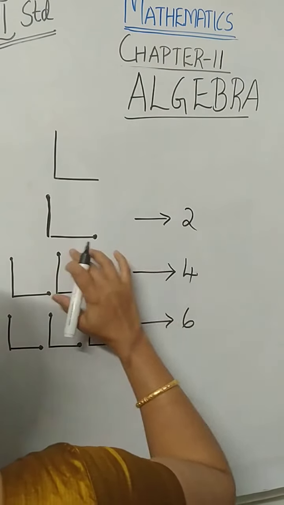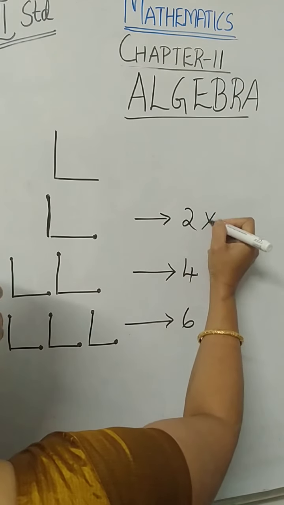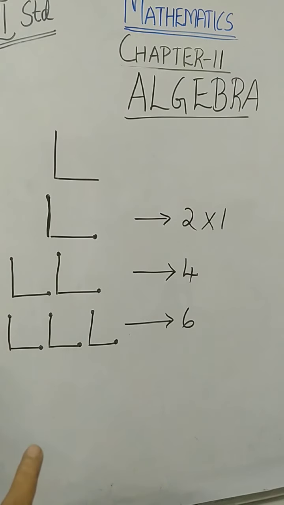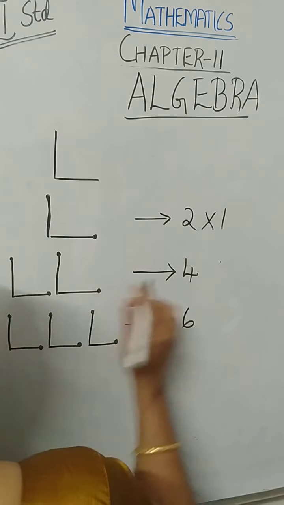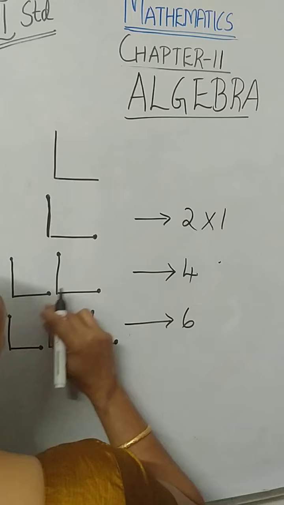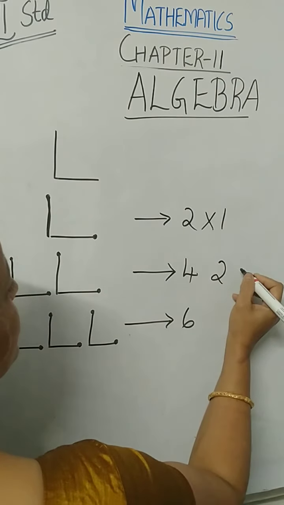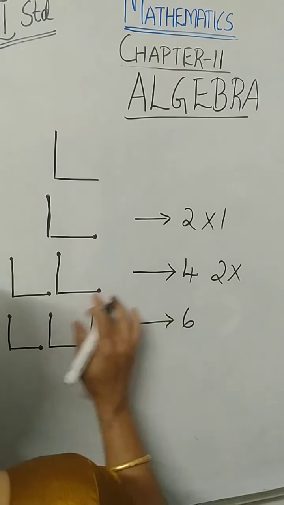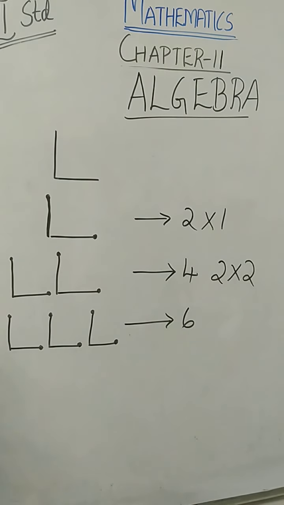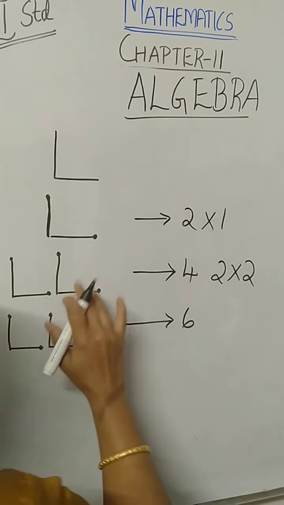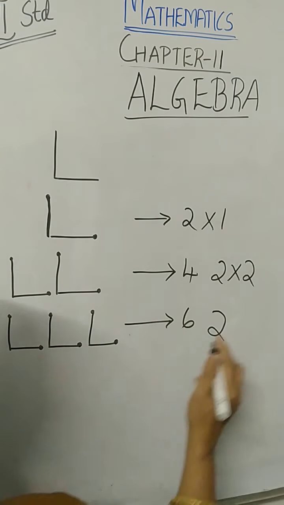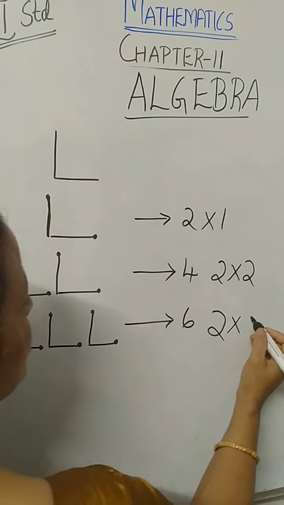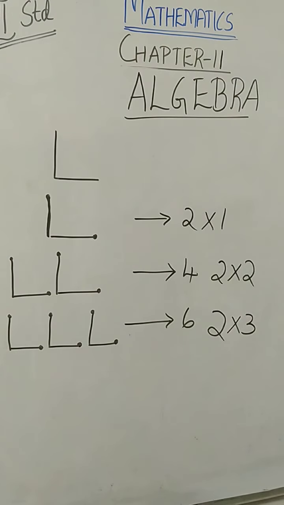Here, you have used 2 matchsticks to make 1 L. Here, you have used 4 matchsticks, that is 2 matchsticks to make each L. So for 2 L's you have used 2 into 2. Here we need 2 matchsticks to make 1 L, and here we have 3 L's, so 2 into 3, that is 6 matchsticks.